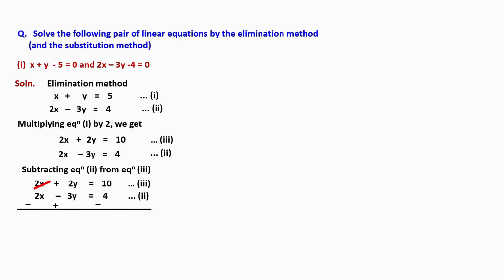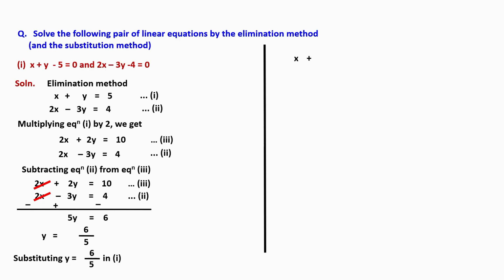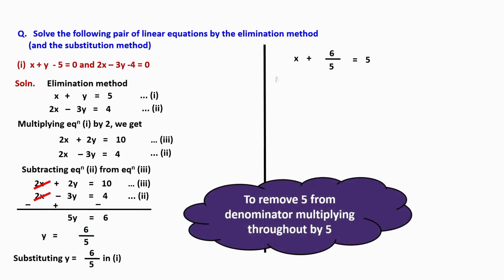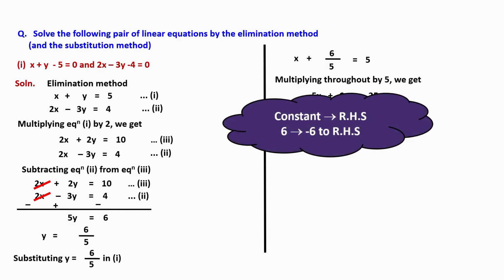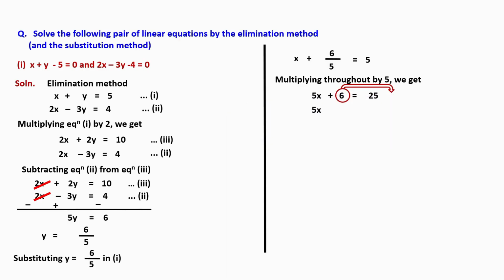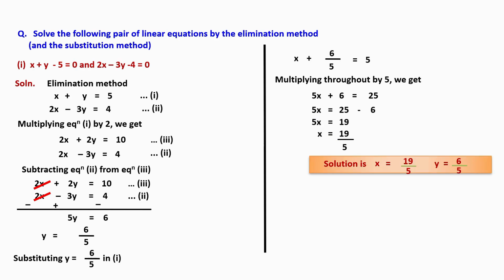Now, to find the value of x, we substitute y equals 6 divided by 5 into the first equation. So, x plus 6 divided by 5 equals 5. To remove the fraction, we multiply the whole equation by 5. This gives 5x plus 6 equals 25. Now, 5x equals 25 minus 6, which is 19. So, x equals 19 divided by 5. Therefore, x equals 19 divided by 5 and y equals 6 divided by 5 is the solution of the given pair of linear equations.